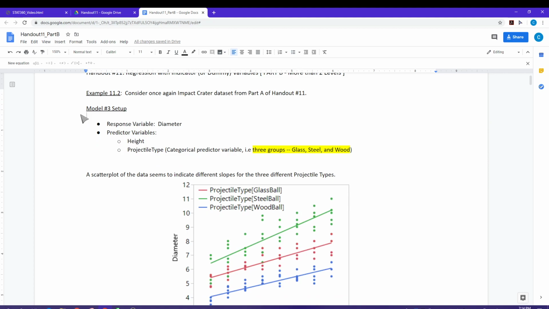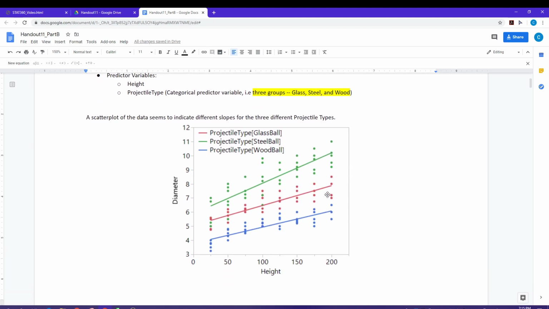Model 3 setup here. Models 1 and 2 were from handout A. Let's talk about model 3. We are going to be using the response variable diameter. The predictor variables are going to be height and projectile type. But here the projectile type has three groups: glass, steel, and wood.